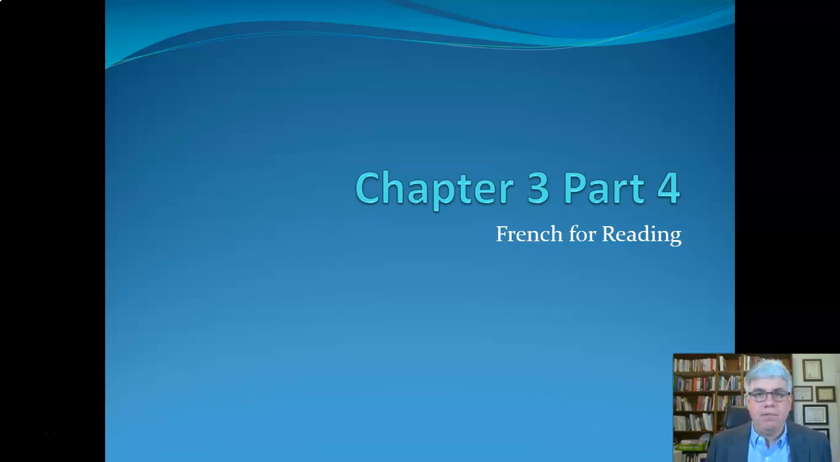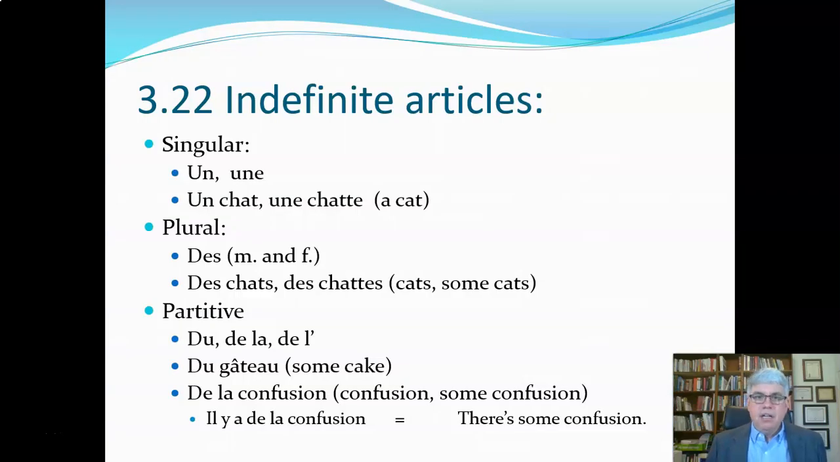Let's look at part 4 of chapter 3, the final section. Let's look at indefinite articles in a bit more formal way than we have before. The most common that we've been looking at are the singular un and une, which mean a.